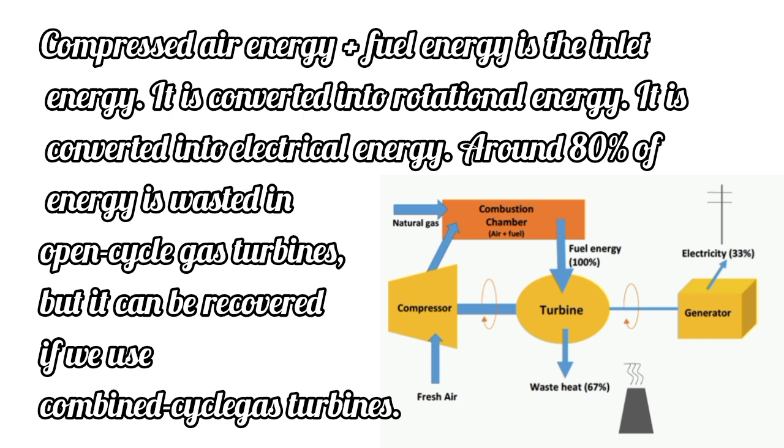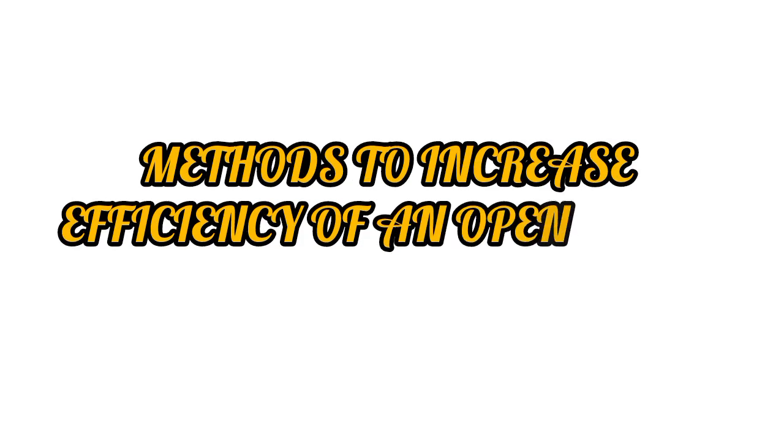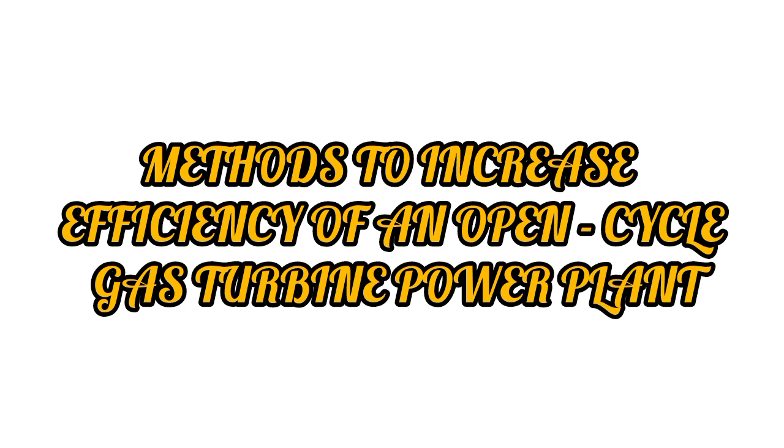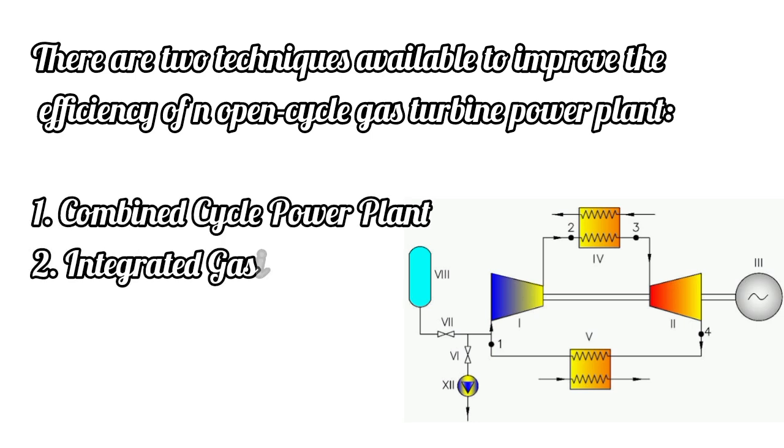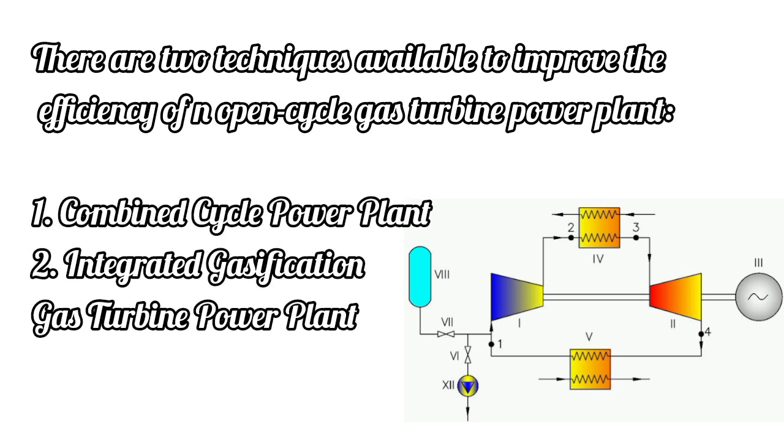Around 80% of energy is wasted in open cycle gas turbines, but it can be recovered if we use combined cycle gas turbines. Methods to increase efficiency of an open cycle gas turbine power plant. There are two techniques available to improve the efficiency of an open cycle gas turbine power plant. 1. Combined cycle power plant. 2. Integrated gasification gas turbine power plant.